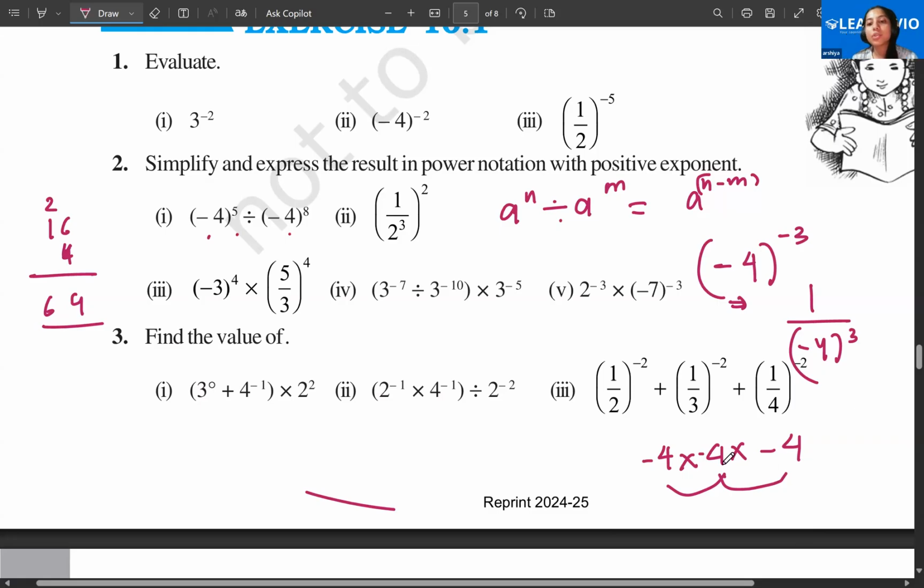Now comes the sign. Do you know that when we multiply an odd number of negative numbers, the answer will be negative? And if it's an even number of them, the answer is positive. So our number will be negative 64, because 3 fours are odd. So our answer will be 1 by negative 64, and a negative sign cannot be in the denominator. So your answer will be minus 1 by 64.